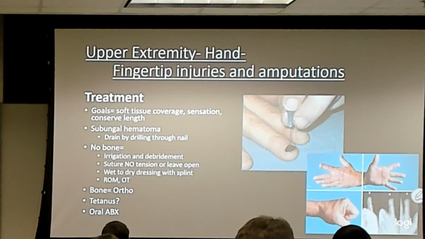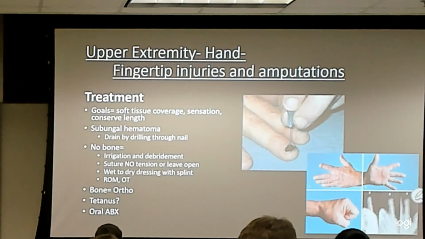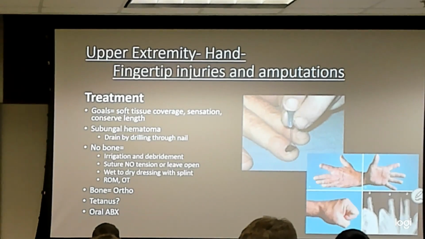Okay. If you don't see an exposed bone and you can get the soft tissue closed around that area, then we need to clean it really, really well. So do an irrigation and debridement. You have to be able to suture it with no tension. Otherwise, your treatment is going to result in contractures, and we don't want to go later and have to do procedures that change that. So make sure that you don't have any tension.